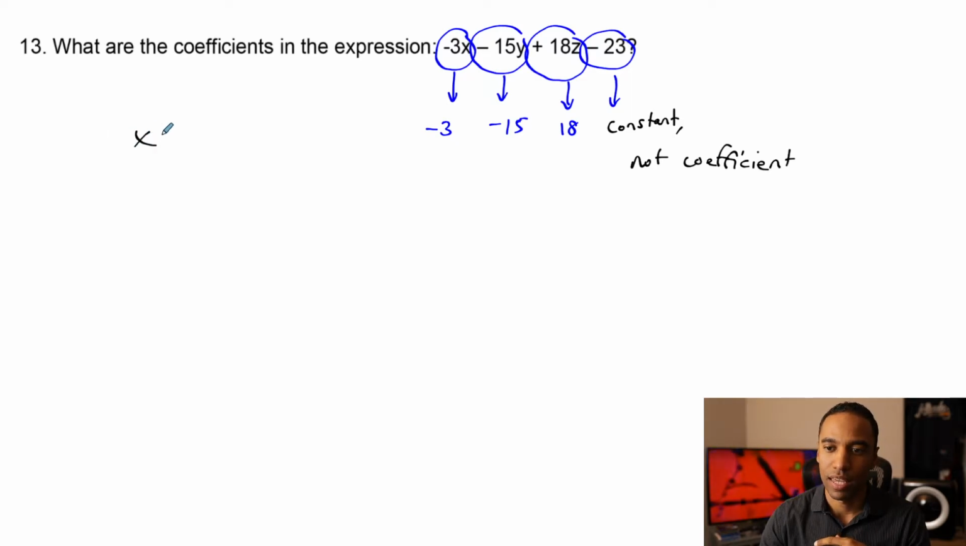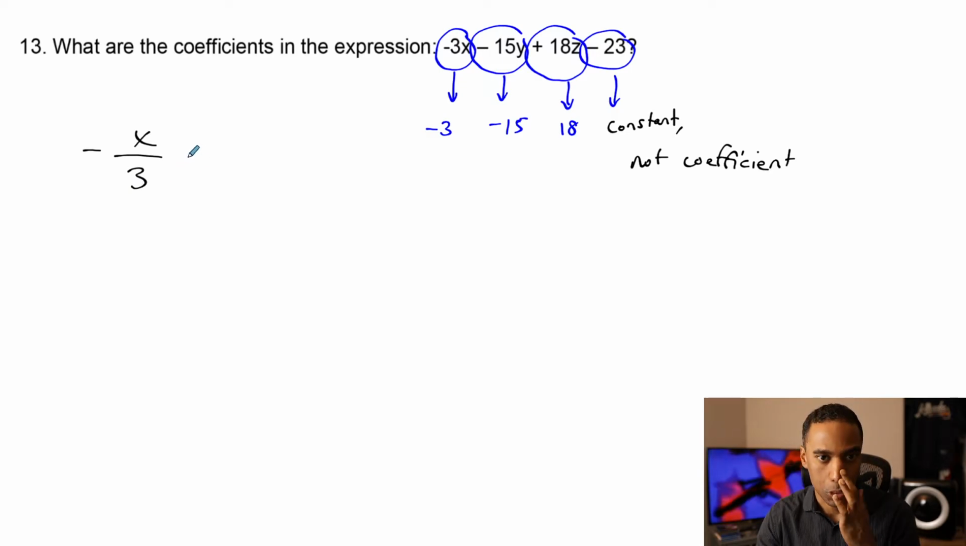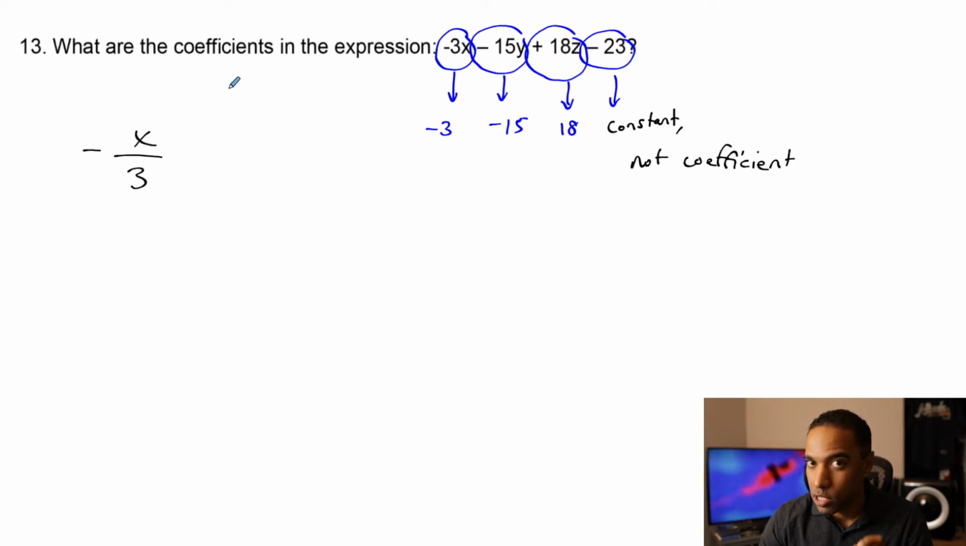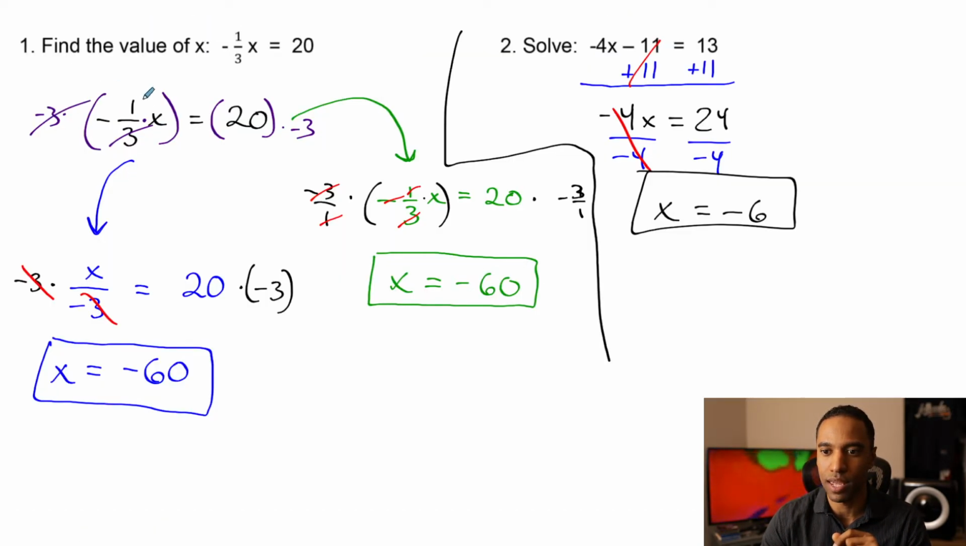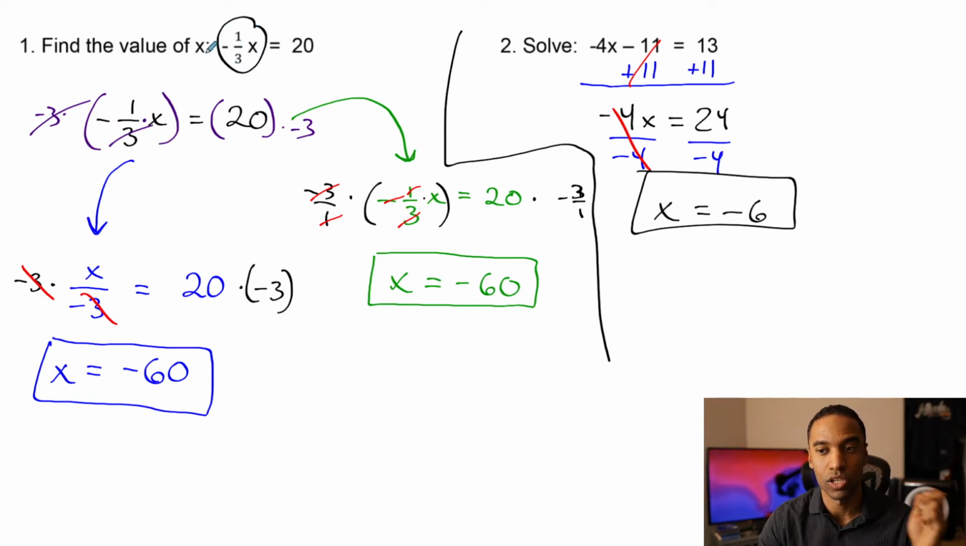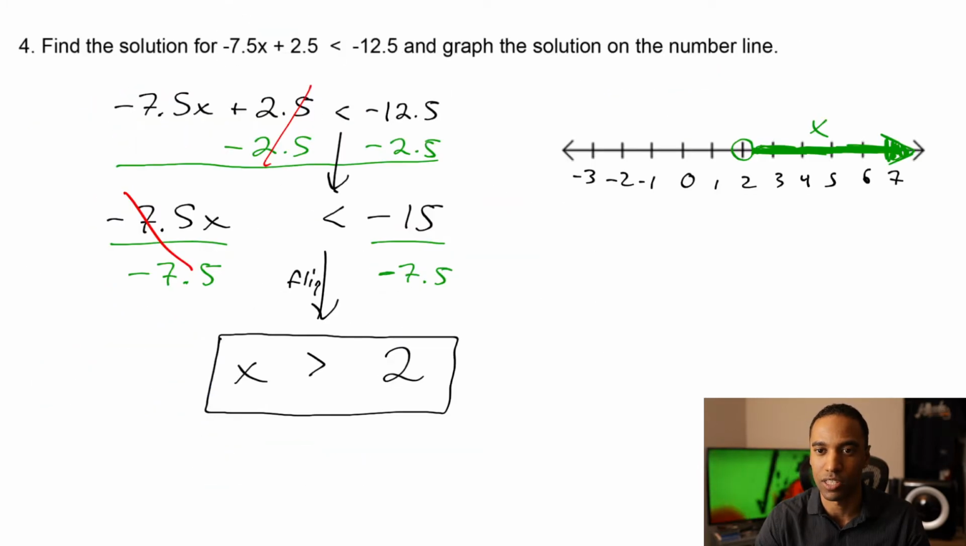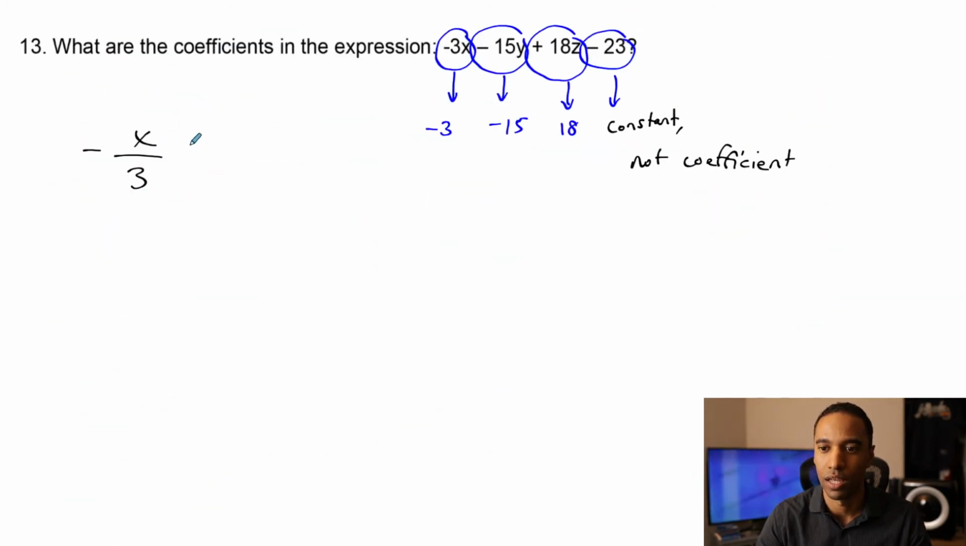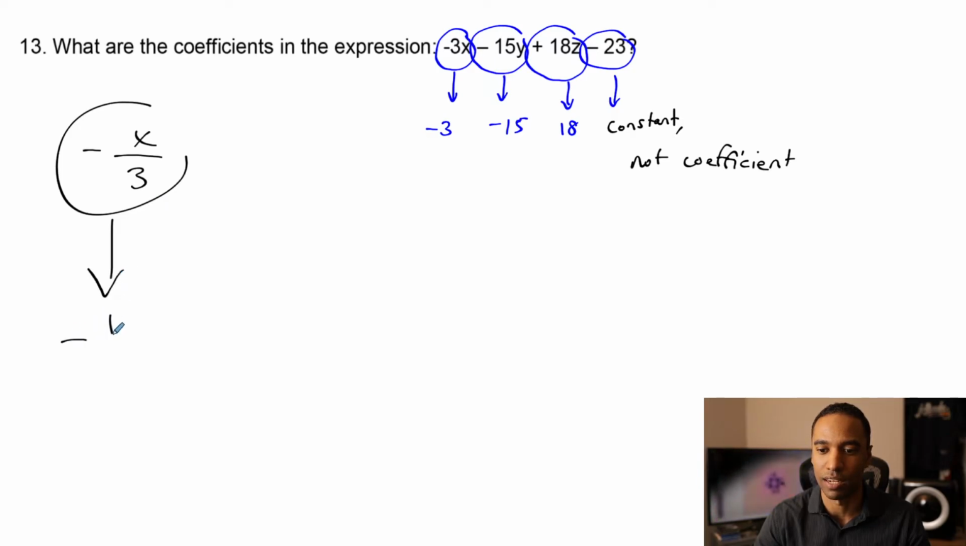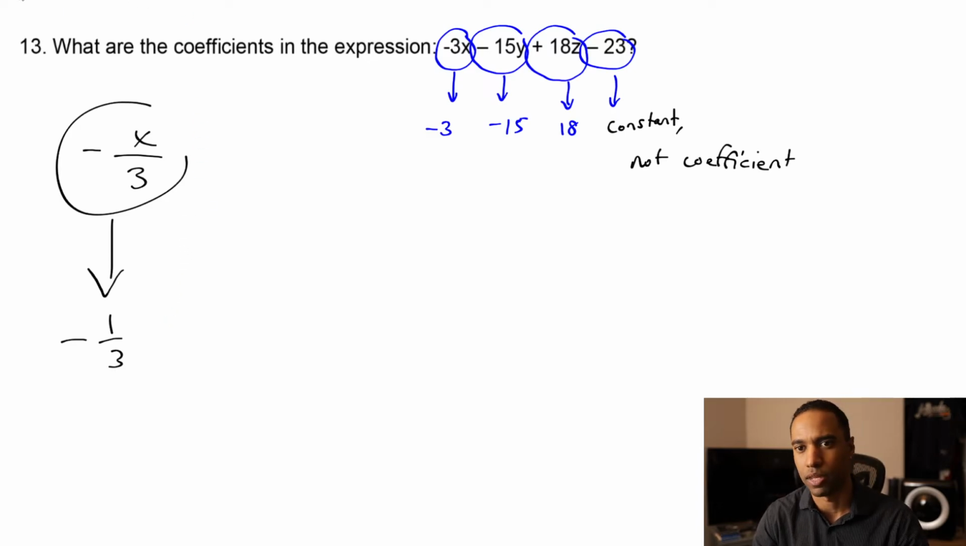Oh, what if I had something like this? Negative x over 3, just like that first problem. What's multiplying in front of x? This answer is not negative 3. This helps me go all the way back to number 1. Remember negative x over 3? Here's negative x over 3 right here. What was it? Negative 1/3 x. What's multiplying in front of x there? It's a negative 1/3. This guy's coefficient is negative 1/3. All right, so that's how coefficients work there. I know that's an extra problem, but there you go.